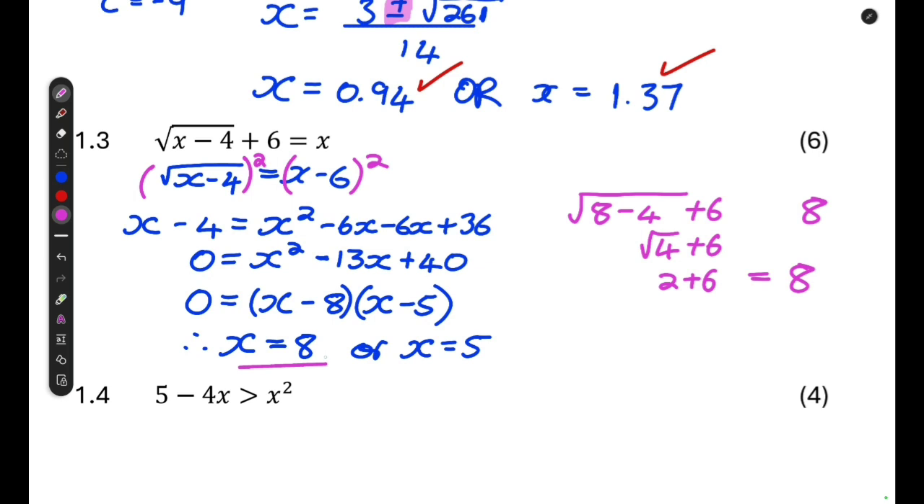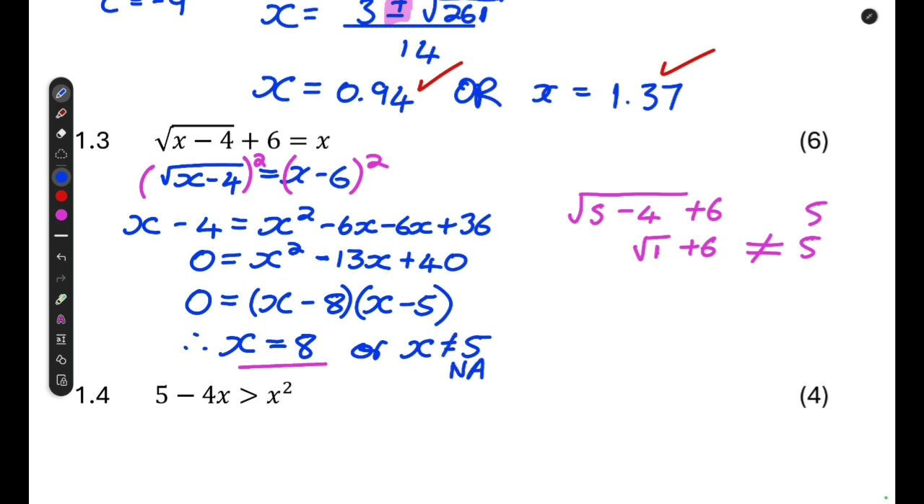But I also need to check, because sometimes both are valid, sometimes none are valid, and sometimes only one is valid. So I'm going to sub in the 5 there, and then check if it is equal to 5. So if I do the root, this is root 1 plus 6, and that's a 5 on the other side. That is not true, because root 1 is just 1, and 1 plus 6 is definitely not 5. So I can cancel this equal and just say not applicable.